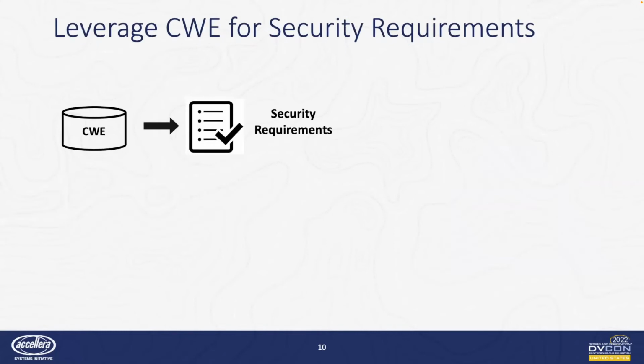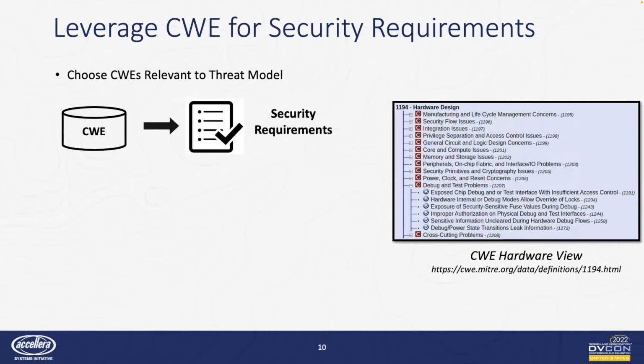Performing threat modeling and creating security requirements can be challenging. One way to make the process more systematic and predictable is to leverage the Common Weakness Enumeration database, which is maintained by the MITRE Corporation. So how can the CWE help with creating security requirements?